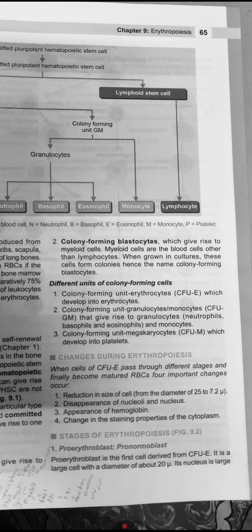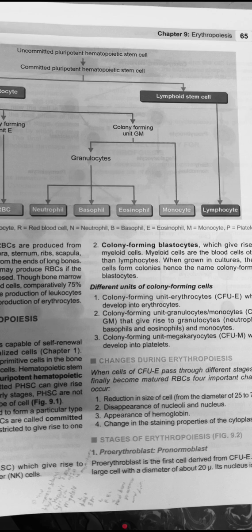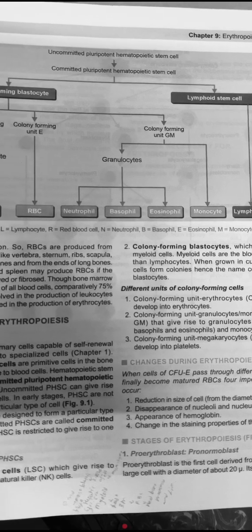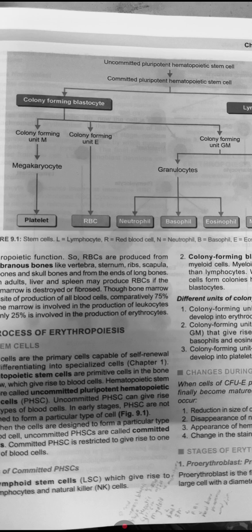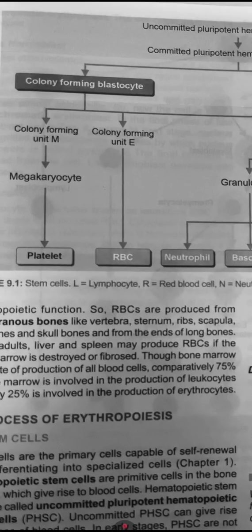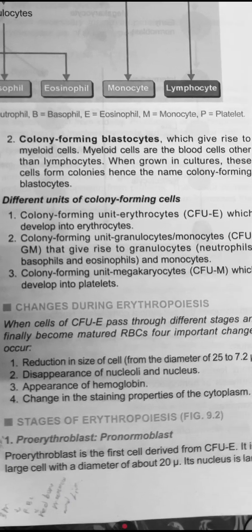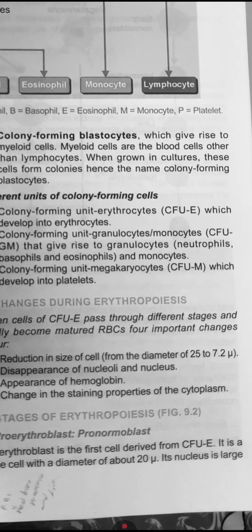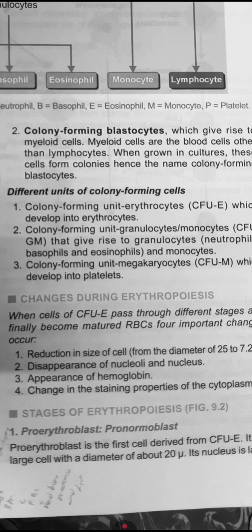And what is CFU-E? CFU-E is a committed pluripotent hematopoietic cell, and from them it divided into colony forming blast units, and the colony forming unit E will produce RBC. So CFU-E is colony forming unit E. So the first cell derived from colony forming unit E is a large cell.